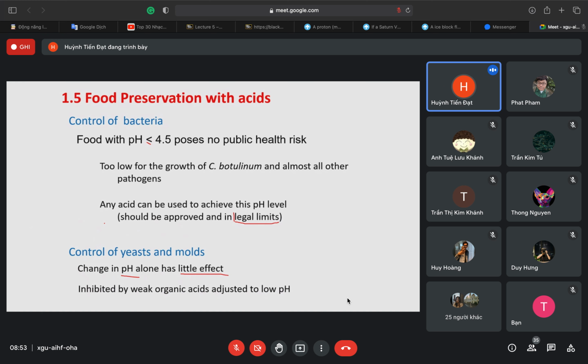And you see that if you adjust to less than 4.6, they still can grow or not? They still can grow. Previously, we got the slide, 4.6, but you see that the mold and the yeast can go even lower. The yeast, even around 2, still can grow. So you change the pH first, and after that apply the weak acid, and then you can inhibit them.